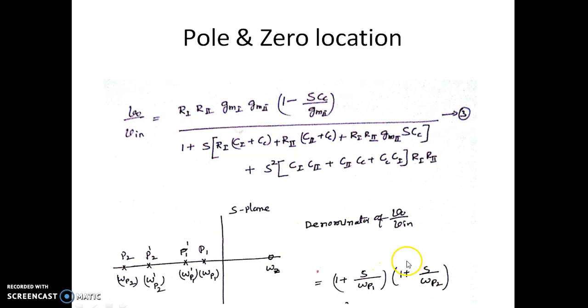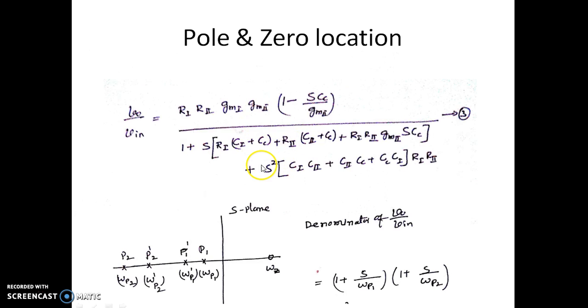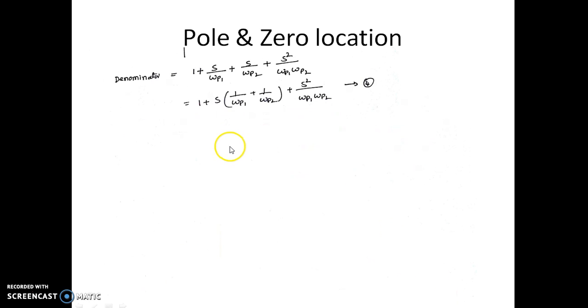So this is what the denominator will look like for this overall transfer function. So let us see only the denominator of V naught by V in. The denominator of V naught by V in can be written by just multiplying these two terms here, as we saw here. So we are simply multiplying this term and this term. We end up with these four terms here.